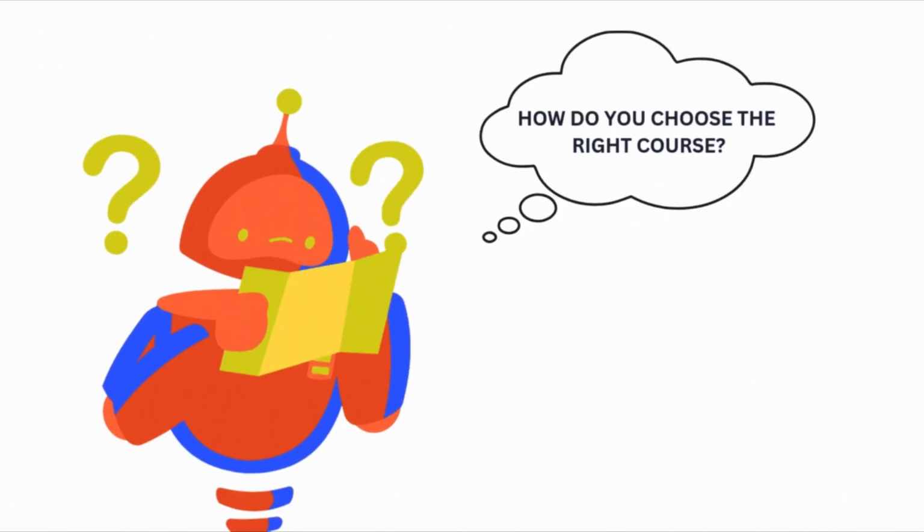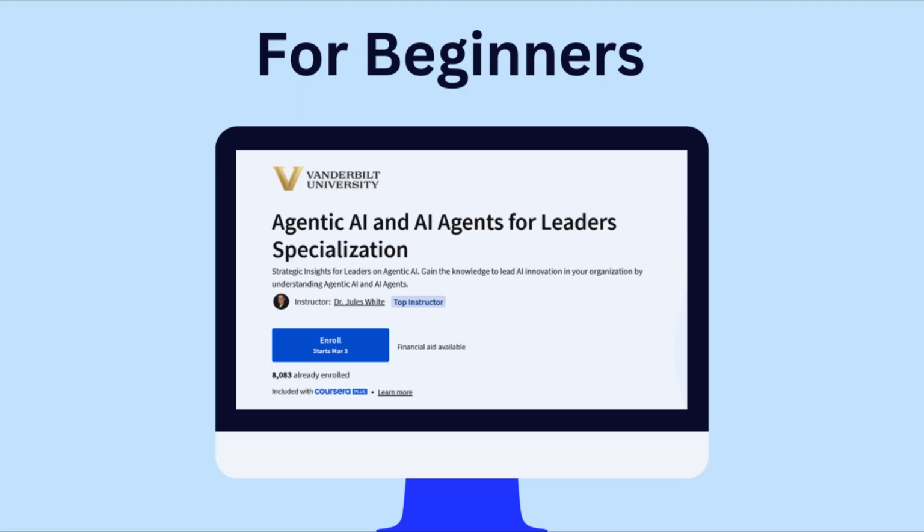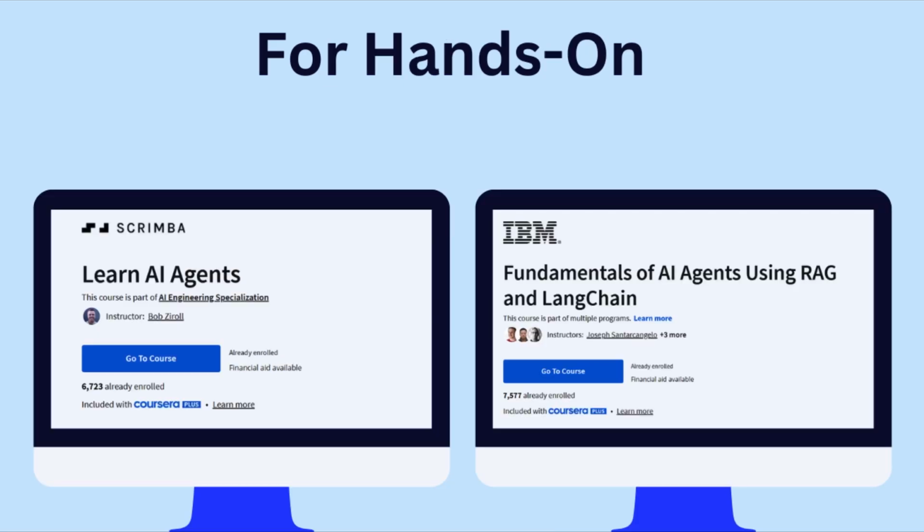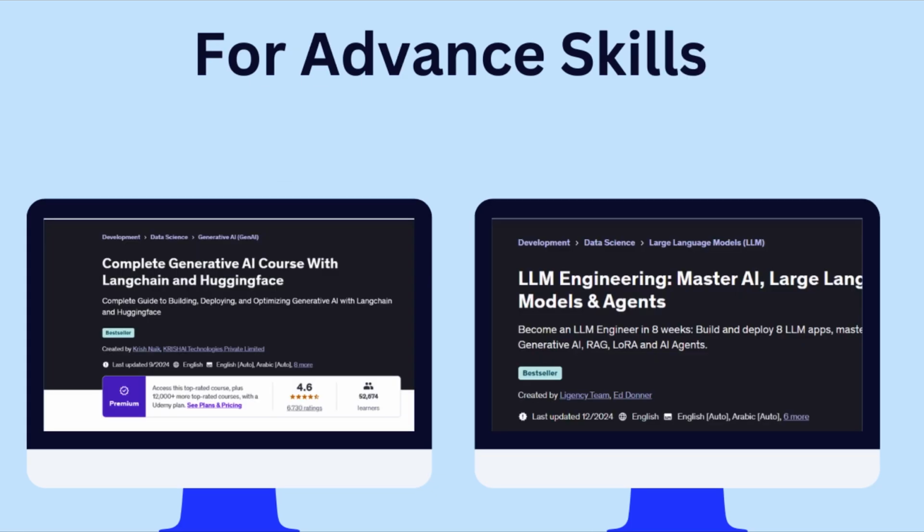So, how do you choose the right course? If you are just starting, I recommend Agentic AI and AI Agents for Leaders. It's simple and easy to follow. If you want to build AI agents and get hands-on experience, go for Learn AI Agents or Fundamentals of AI Agents using RAG and LangChain. And if you are an AI developer or engineer looking for advanced skills, the Generative AI with LangChain and Hugging Face and LLM Engineering courses will help you create real-world AI apps.